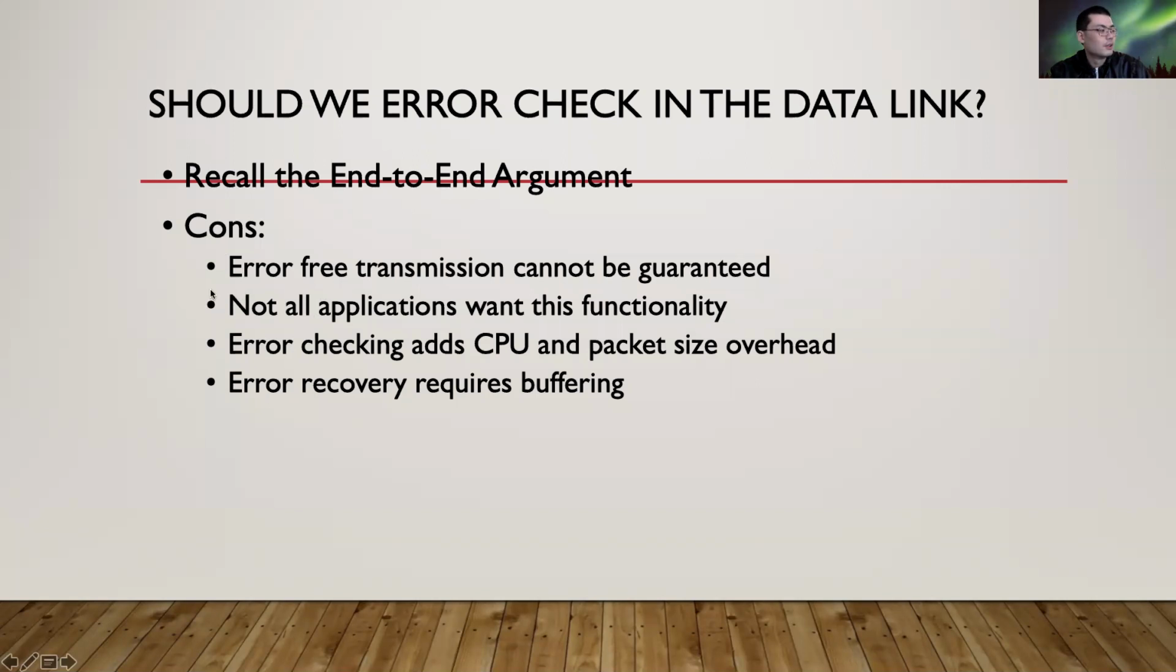Really, because error-free transmission cannot be guaranteed. As we said, you may still have the correct checksum or parity bit, but it's just because the errors cancel, so you cannot see the difference, but actually the bits are wrong. So you cannot guarantee it anyway. When you use it and see some content is unreadable, your application needs to ask for retransmission later anyway. Also, not all applications want this functionality.